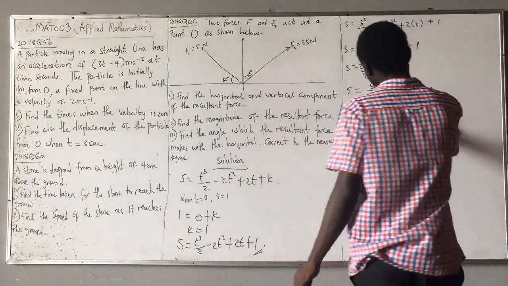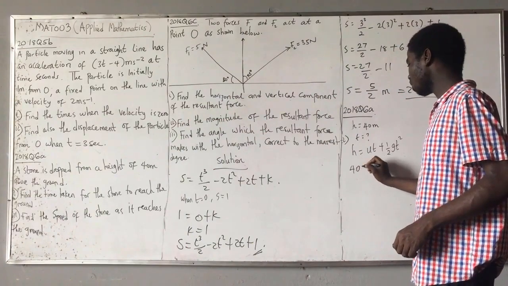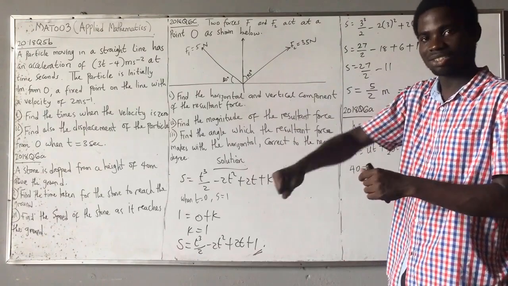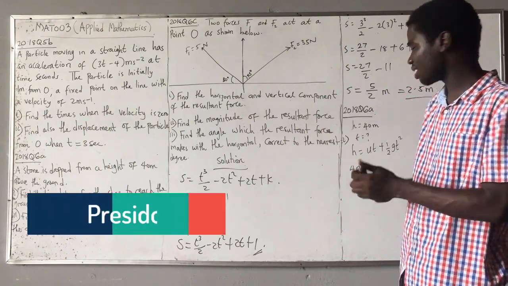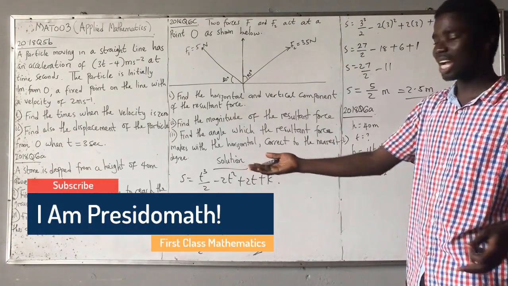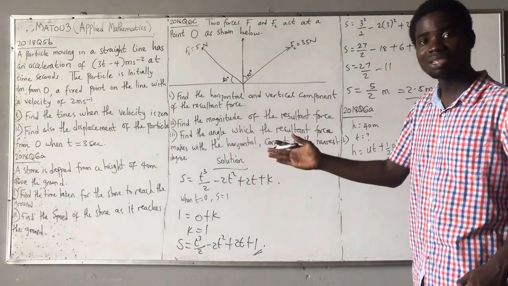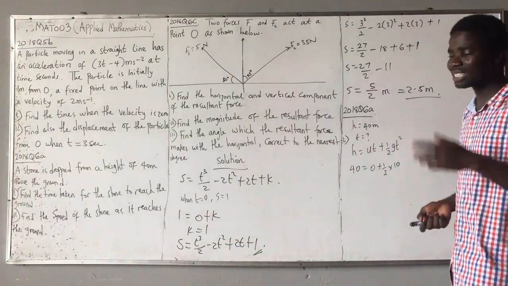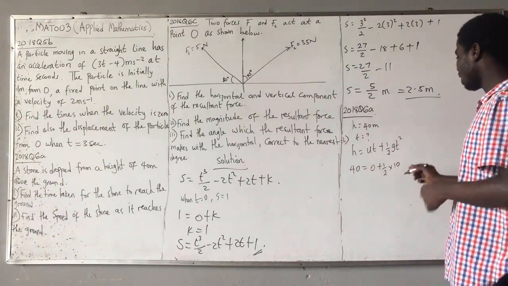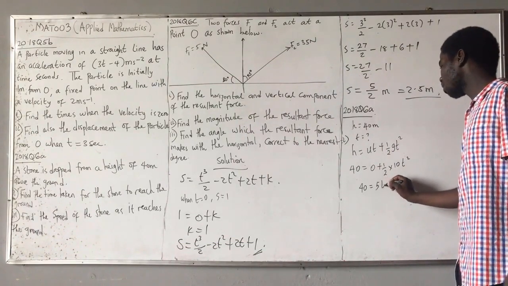Now, the initial velocity is 0. This one is 40. 40 equals initial velocity 0, because it is being dropped. Before they drop it, the initial velocity is 0, plus half multiplied by g. You are not given g, but take g to be 10 meters per second squared, although you are supposed to be given g. In the question, they would have stated it clearly for you: take g to be 9.8 or 10. So me, I'm taking g to be 10. So this is 40 equals 5t squared.